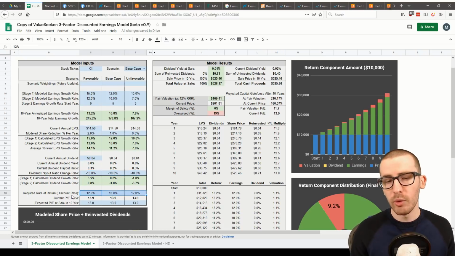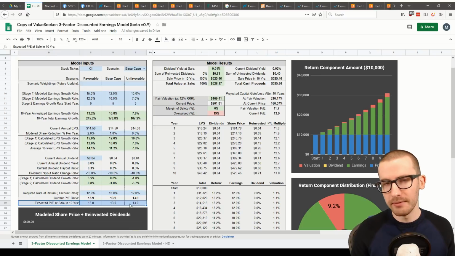The required rate of return or discount rate is the annualized rate of return that you're targeting from your investment. The higher you set this value, the lower the price you need to buy the stock at to achieve that desired level of return. If you have a lower rate of return, you don't need to buy the stock as cheaply in order to satisfy that return.